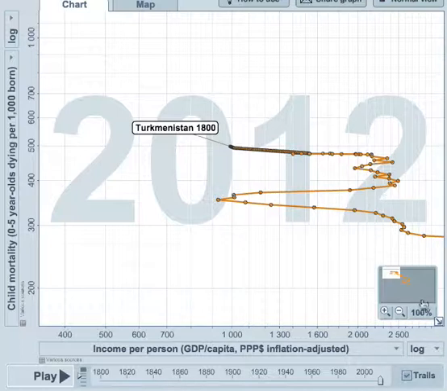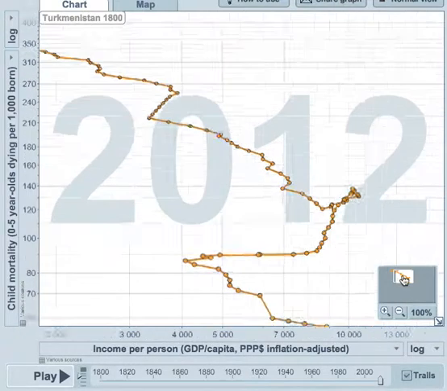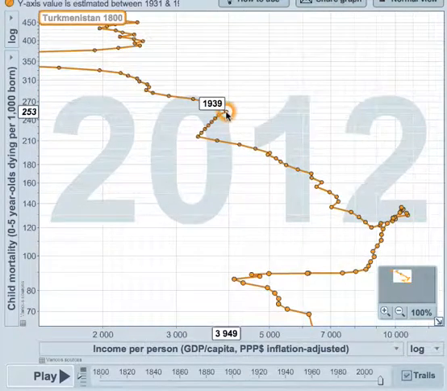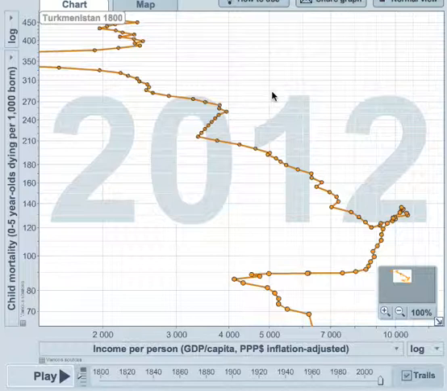From 1939 till 1946, there is another slight decrease in the GDP. This is the period of time in which World War II took place. The USSR suffered many financial losses because of the fighting, and these losses most probably affected negatively the economy of Turkmenistan, which was part of the Soviet Union at that time.